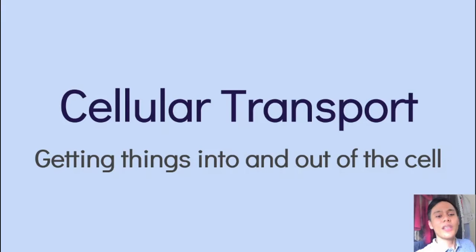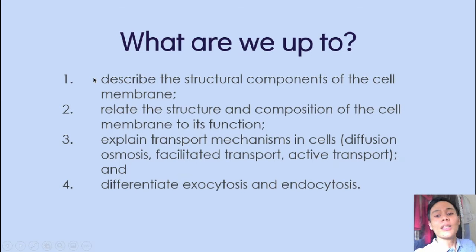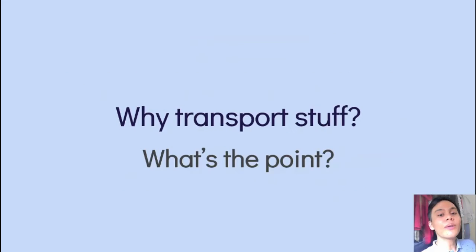Let's do this. We're going to talk about cellular transport, how cells get stuff in and out of it. So what are we up to? We are going to talk about the structural components of the cell membrane, how it relates to cellular transport, how the cell transports other things through various other mechanisms, and exo and endocytosis. Let's do this. This is going to be a bit long, so buckle in.